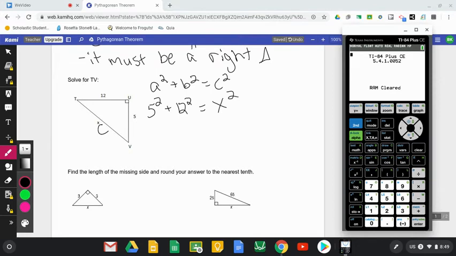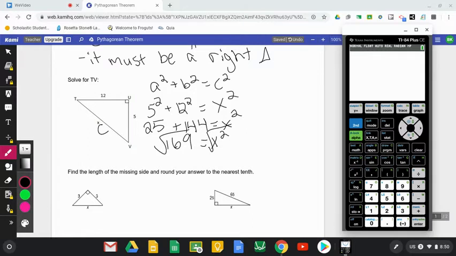So now I don't really need that. 5 squared is 25. 12 squared is 144. That's going to equal x squared. Add these two together next. That's 169 equals x squared. How do I solve for an x squared? Well, if I look at my calculator over here, you see there's an x squared here. Well, the inverse of it is the square root. So I'm going to take the square root of this all to get x alone. The square root of 169 is 13. So I get that my hypotenuse is 13.